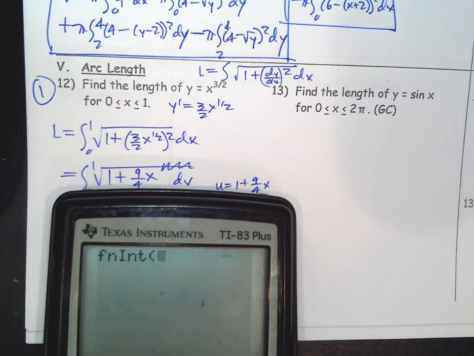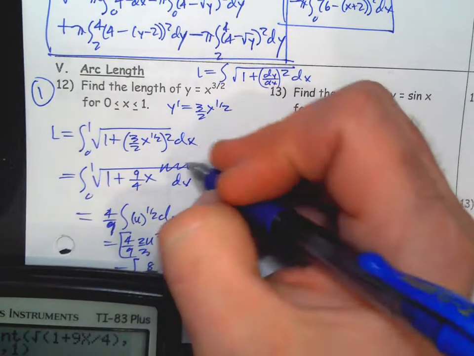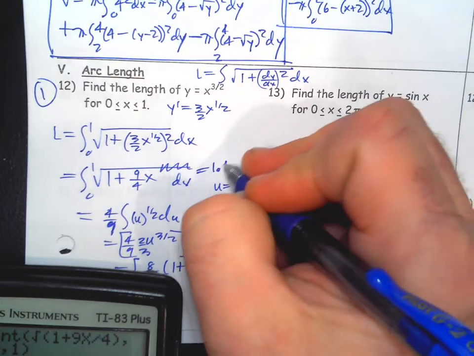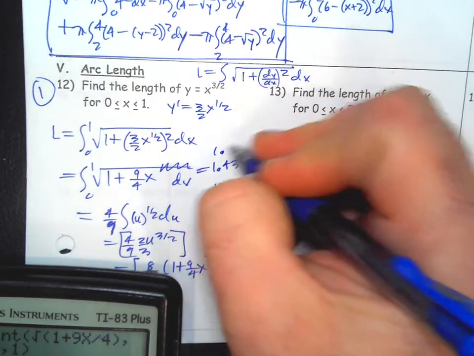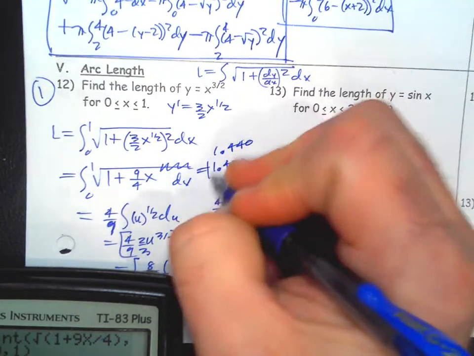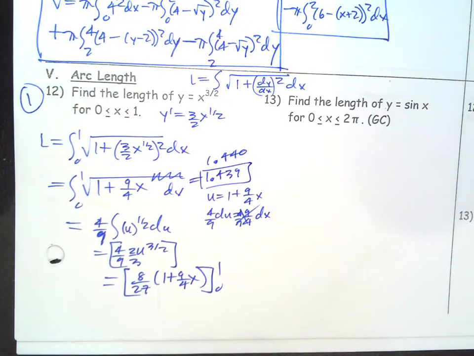Math 9, square root 1 plus 9x divided by 4, close, comma x, comma 0, comma 1. And the answer is very quickly 1.439 or 1.440. Show your setup though.